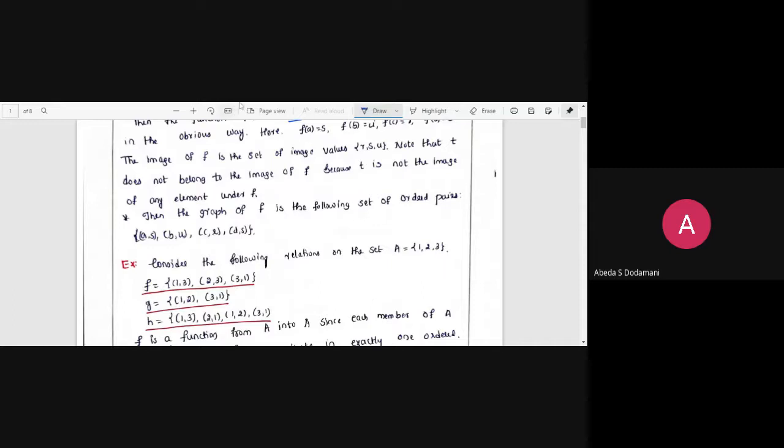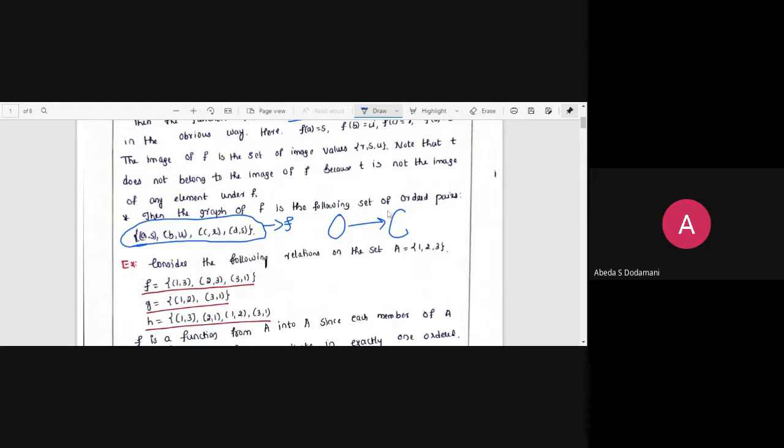Then whatever the ordered pair, the graph of f is the following set of ordered pairs. I showed you the ordered pairs: A is related to S, B is related to U, C is related to R, and D is related to S. This is the particular relation we have considered, which is our function. So we basically started with the idea that a function is nothing but a relation such that every element of one set has to map to an element of the other set. Not necessarily each and every element of the other set, but every element of the first set has to map to the other set. That is the condition.